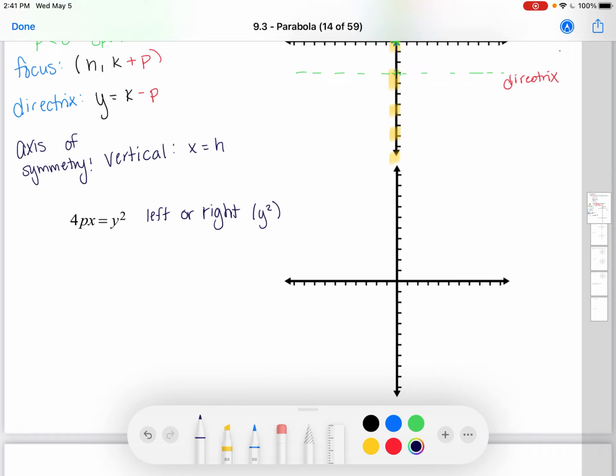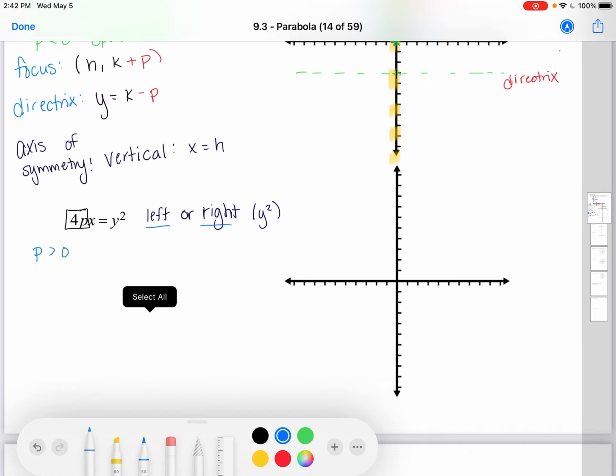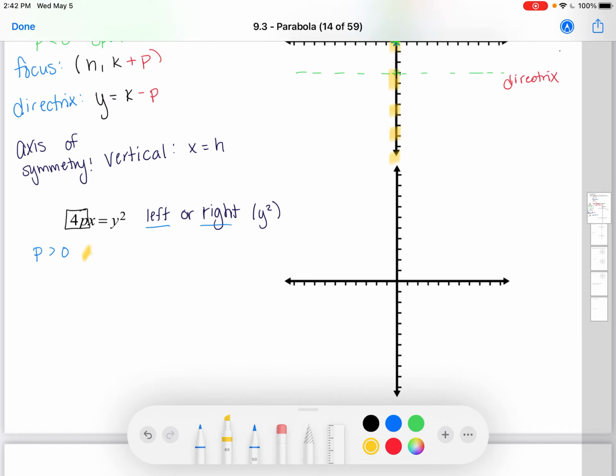And now that we know it's going left or right, we would go back to that 4p value. And the 4p value is not only going to tell us the distance from the parabola through the focus and another point on the parabola, it's also going to allow me to find the focus as well as the directrix, but more importantly, it will tell me whether it's going left or right. So as soon as I solve for p, if it's greater than 0 in this case, then it's going to go right.